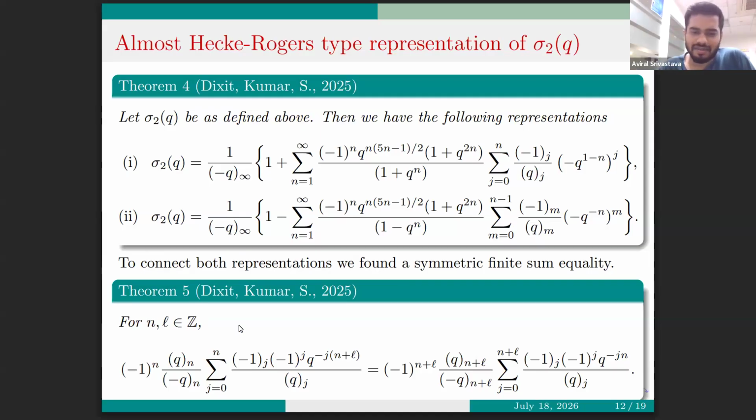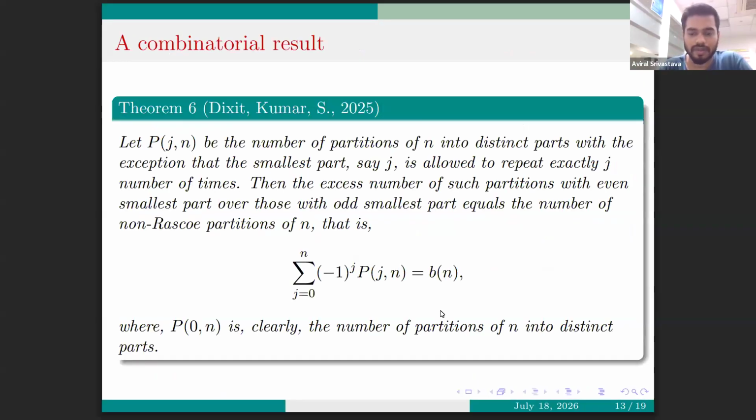Now, there is this interesting identity which is of independent interest, but we have used this identity to connect one representation in the theorem with the other representation. In this identity, if you see, the summands are equal except for the powers. So here the power is minus j times n plus l, and here minus j times n itself. If we switch the power of q, n and n plus l, the identity is very symmetric. So it is kind of an independent identity we have in our paper.